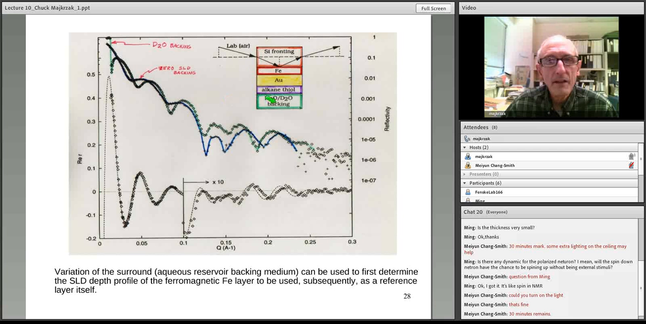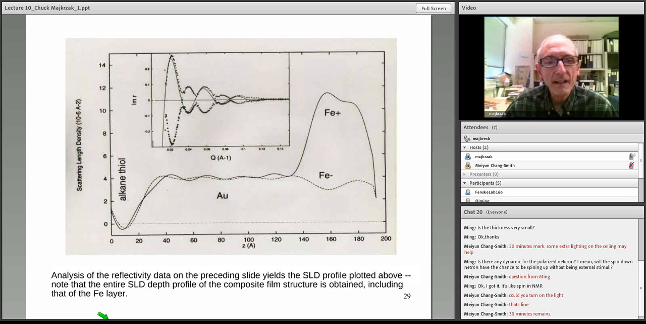the iron is located here. There's gold, there's an alkane thiol layer, and just water D2O backing. And just for the sake of comparison, many different types of measurements were used. We altered the H2O, D2O, we changed, in one case, the silicon to sapphire, and so on and so forth. But by doing all of these techniques, you can in fact use the reference technique to determine what the iron or the magnetic reference layer is.